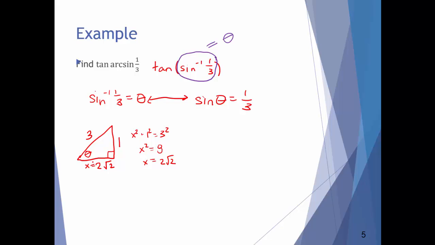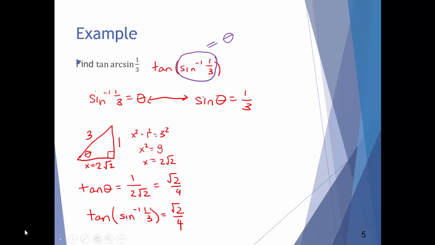And remember, tangent in a triangle is opposite over adjacent, which tells me that I'm going to be able to read straight off of this triangle that the tangent of that particular angle is opposite 1 over adjacent, which is 2 square root 2. And if you rationalize the denominator, that's going to be, what, root 2 over 4? So that's the tangent of that angle. But remember, that angle is defined to be the sine inverse of 1/3. So in other words, the tangent of sine inverse of 1/3 is in fact the square root of 2 over 4. And that's our answer.